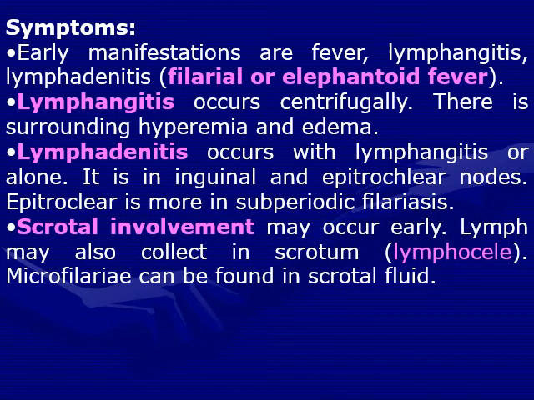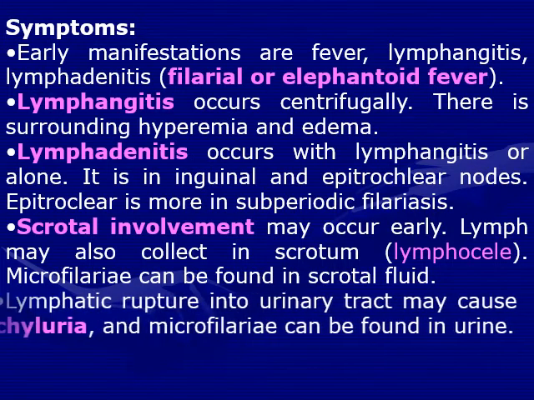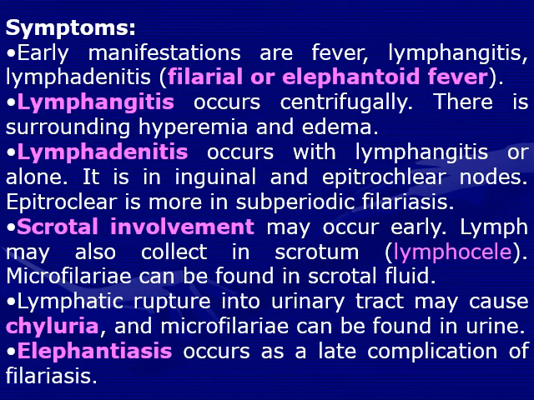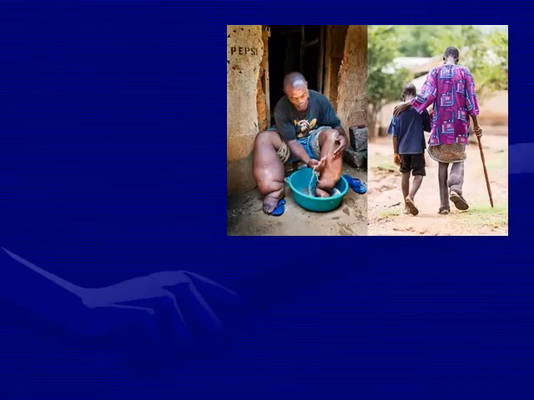Scrotal involvement may occur early with edema of the scrotum. Lymph may also collect in the scrotum, causing lymphocele. Microfilariae can be found in the scrotal fluid if lymphocele occurs. Lymphatic rupture into the urinary tract may cause chyluria, and the microfilariae can be found in urine in this case. Elephantiasis occurs as a late complication of the disease, and it is irreversible.